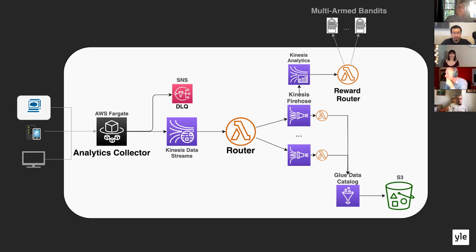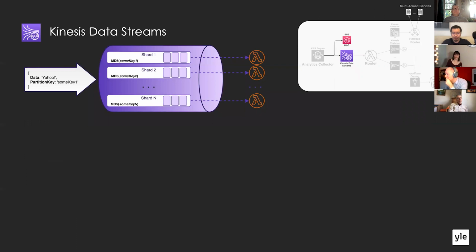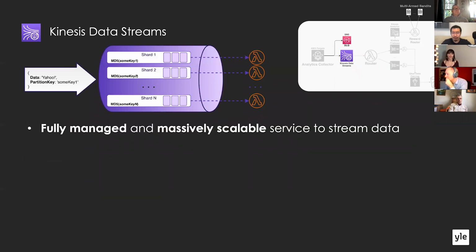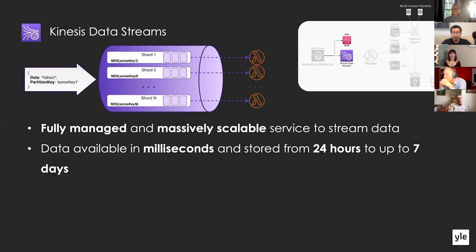I will just say that our analytics collector gets the incoming requests, filters them, cleans them up, batches them, and sends them forward to a stream. And as a stream, we use a service called Kinesis Data Streams. It's a fully managed and massively scalable service to stream data on AWS. After you write the data to the stream, it is available within milliseconds, and it's stored there for up to 24 hours, or up to 7 days if you need to replay it later.